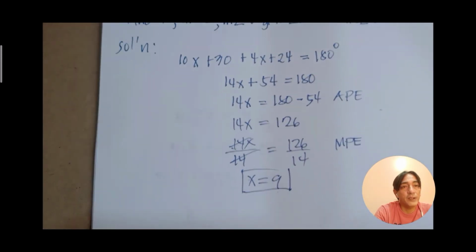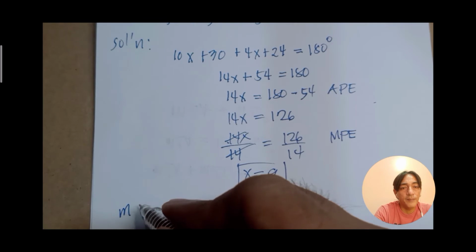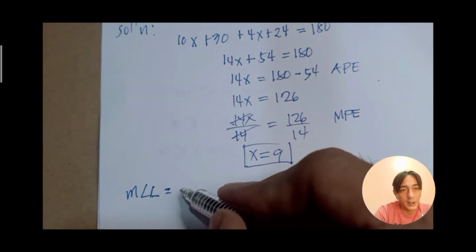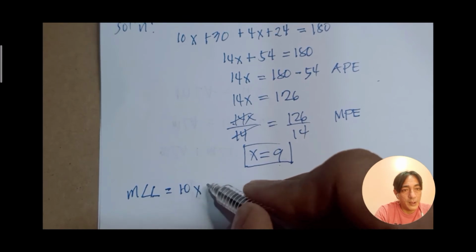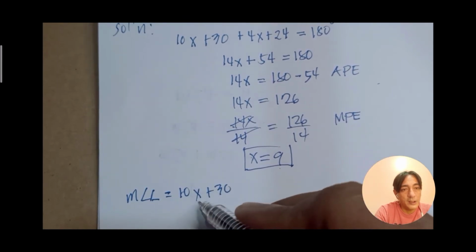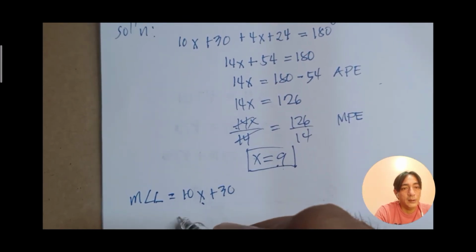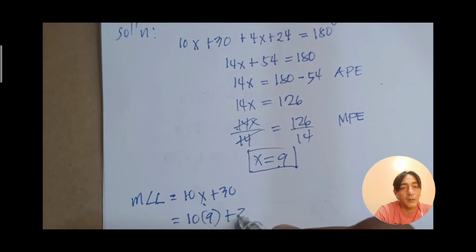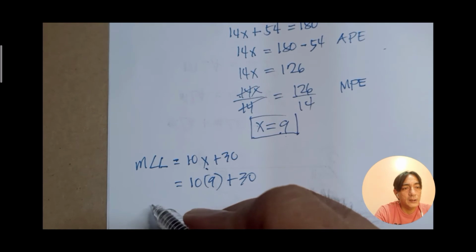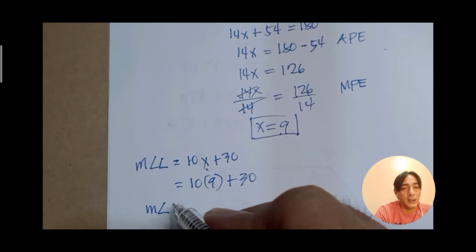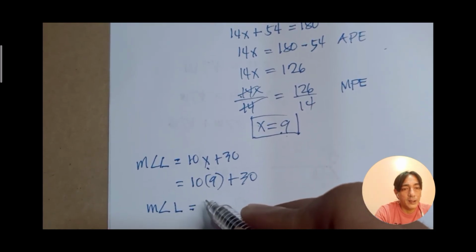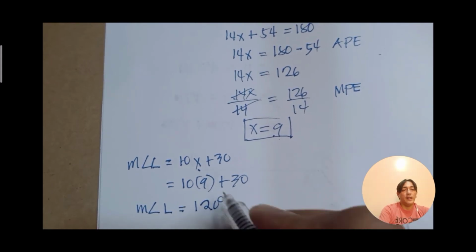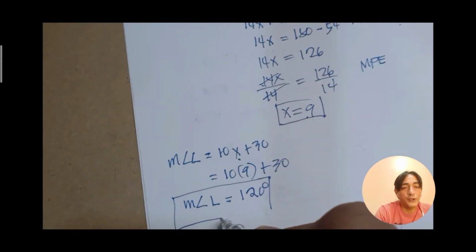Given siya ng expression na 10x plus 30, di ba? Angle L equals 10 times x plus 30. Since we know that x is 9, pwede natin siyang i-substitute. So 10 times 9, that will be 90 plus 30. So measure ng angle L now will be 120 degrees. Ayan ang ating measure ng angle L.